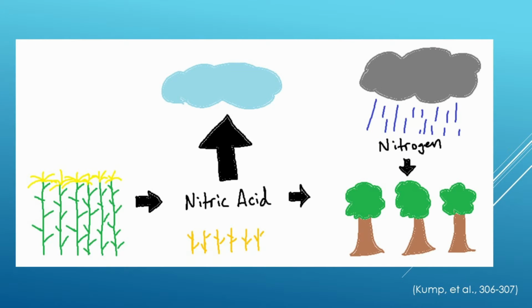Farmers use massive quantities of nitrogen around the world to fertilize their crops. When their crops are harvested in the fall, the nitrogen absorbed by the plants is converted into nitric acid, which is taken up into the atmosphere. The nitrogen then returns to the surface via precipitation and leads to an increase in tree and plant growth. This increase in plant growth causes more carbon dioxide consumption to occur.